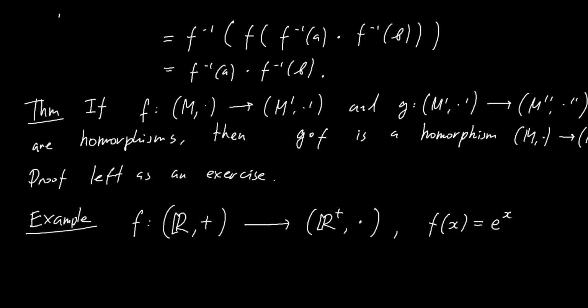Now let's write down what it means for this f to be a homomorphism. Well, the homomorphism property is that f of x plus y, I'm writing plus because keeping in mind that I have plus operation in the source of my function, right? That needs to equal f of x times f of y.